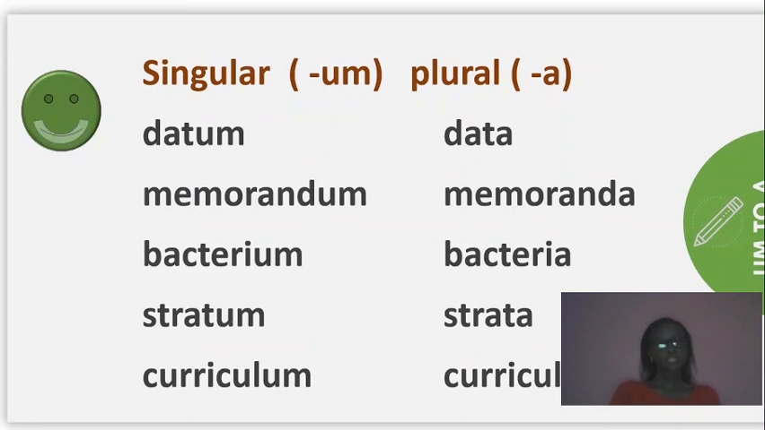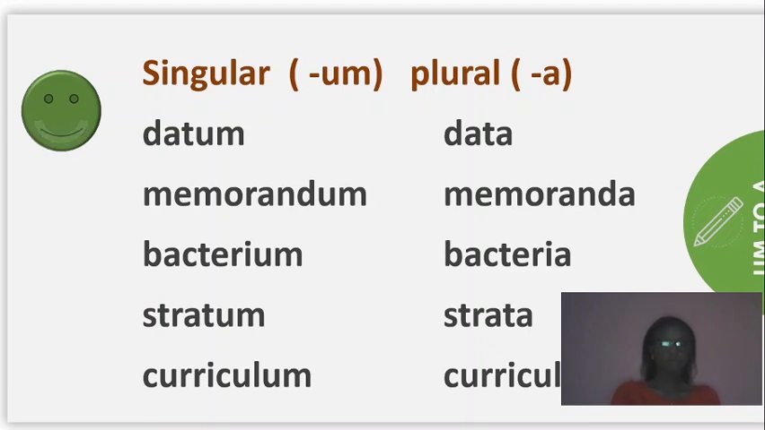Now this one is another example of the irregular where UM becomes A. UM becomes A. So we have datum and we have data. Datum, data, like collection of files, collection of ideas, collection of data, collection of information. When you collect information to be used at a later date or to be used for something. So datum is 1, data is more than 1.